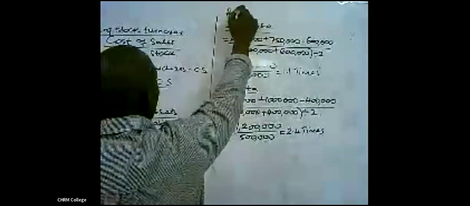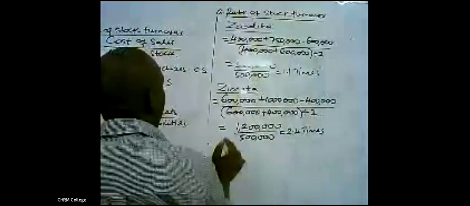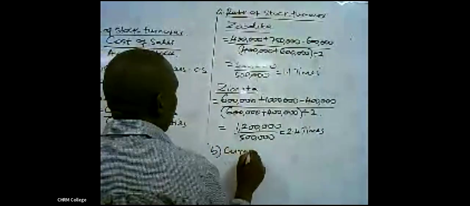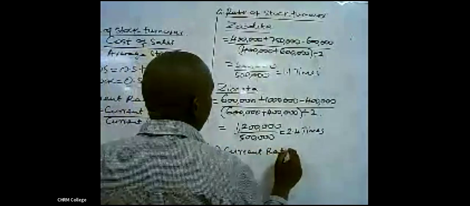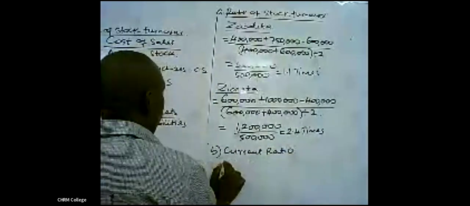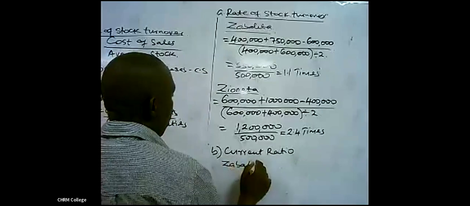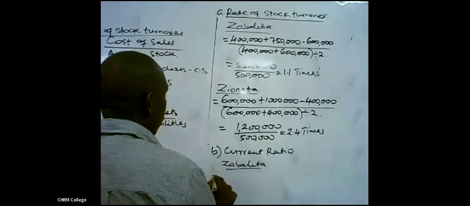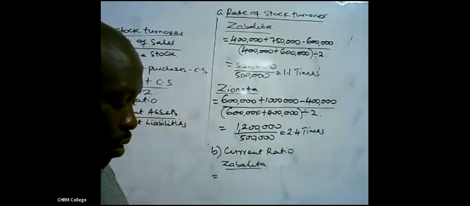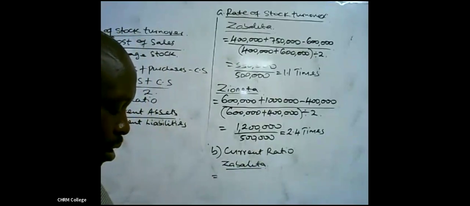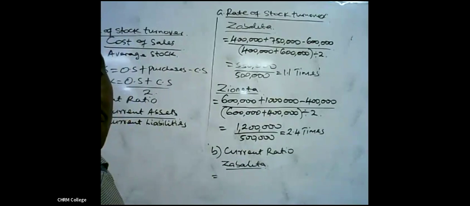That was the rate of stock turnover. Number B is the current ratio for Zabareta. You take all the current assets, and remember here we shall use the closing figures, because it is for the year ending 1st December 2021.